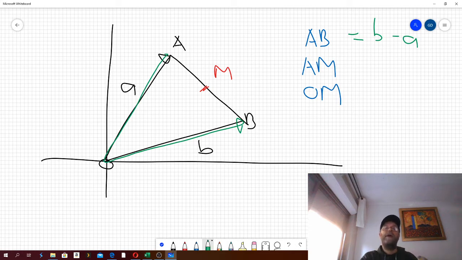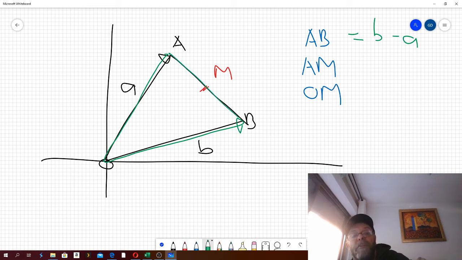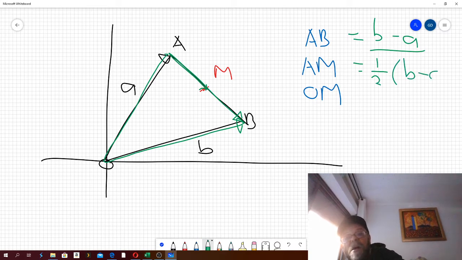Now, what did they tell us about M? They said that M is a midpoint, which means that if I go from A to B, and that is the vector B minus A, then from A to M is going only half that distance, and it's in the same direction, so it's the same vector, so it must be half of B minus A. Okay? So now I know that that AM vector there is a half B minus A.